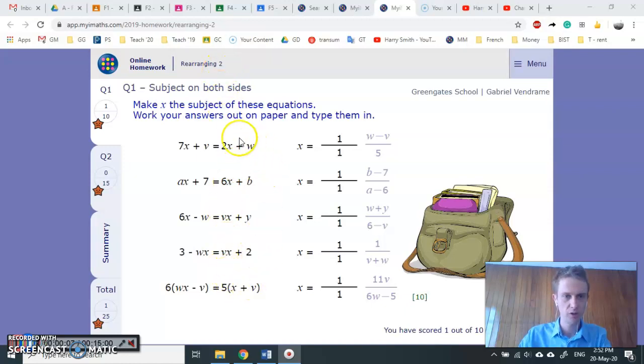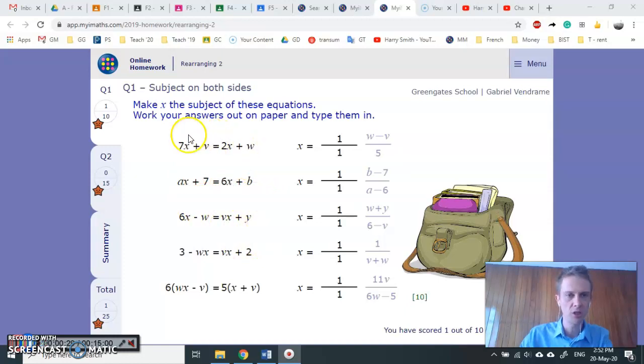Today I'll be explaining this task here, rearranging 2. The questions are there, and on this side are the answers in grey. Just be aware this is different to rearranging 1. In all of these questions, you should notice that the x appears twice. There's an x there and an x there, x, x, x, etc.